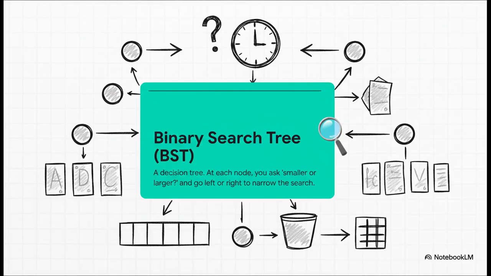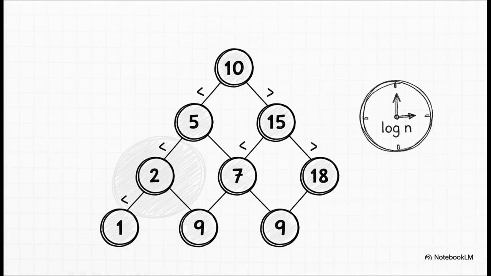A BST works just like a game of 20 questions. You start at the very top, the root, and you make a simple decision. Is the user I'm looking for alphabetically before or after this one? If it's before, you go left. If it's after, you go right. With every single step, you chop the number of remaining possibilities in half. This super simple left is less, right is more rule means the tree is always sorted.